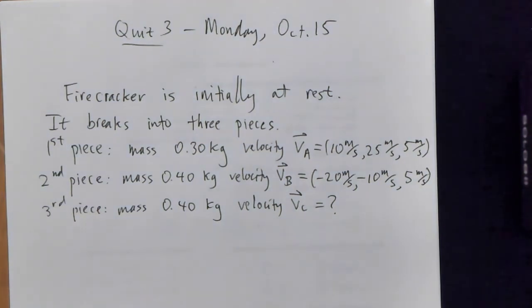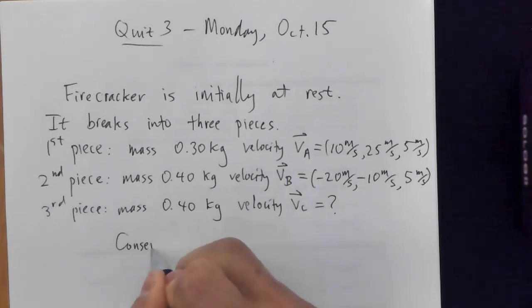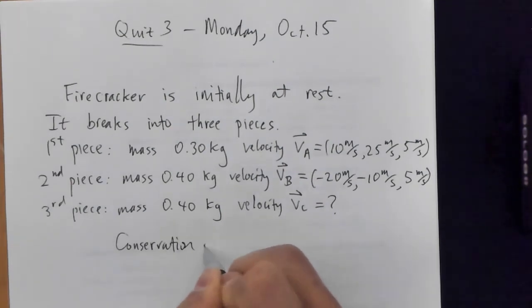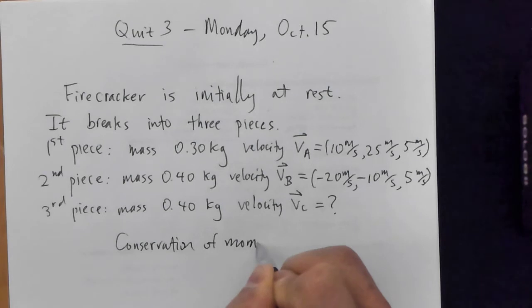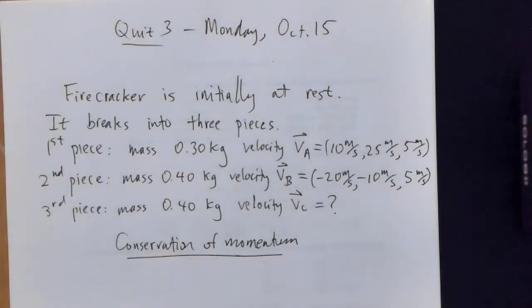Okay, so we're doing conservation of momentum. So the total initial momentum must equal the total final momentum. So conservation of momentum. If it's complicated, just note that we only do 2 things with momentum so far that we've done.